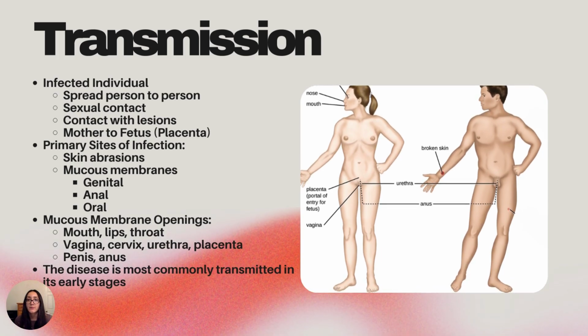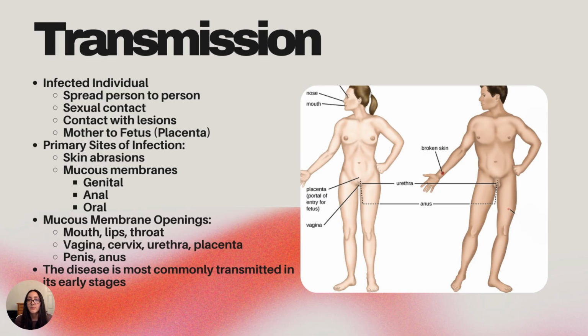So syphilis is spread from person to person through sexual contact or direct contact with lesions of an infected person. It can also be transmitted from mother to fetus through the placenta. The primary sites of infection are skin abrasions and mucous membranes. This includes the genital, anal, and oral areas. Mucous membrane openings can all serve as entry points for the bacteria. So this includes the mouth, the lips, throat, vagina, cervix, urethra, placenta, penis, and anus. And these can be seen here.